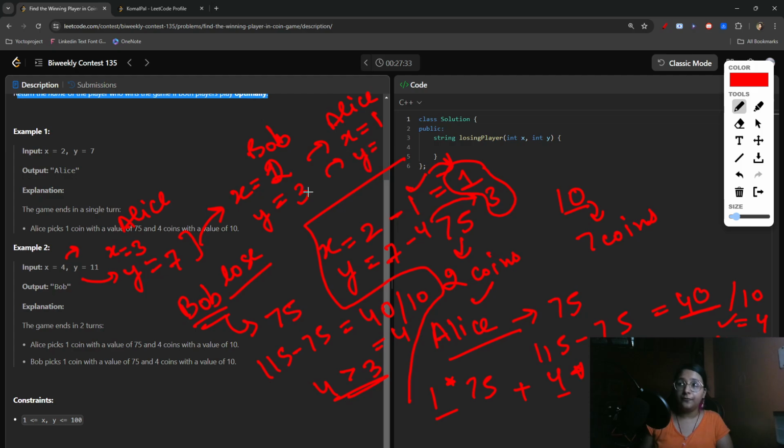But here if you see, there are just 3 coins remaining for the 10, right? Because we require 4 coins, because when we subtract this 75 from 115, we are left with 40, right? And each coin is of value 10, right? So when we divide them, that means we require 4 coins, and here we can clearly see there are just 3 coins, right? So because of this fact, Alice will lose at this particular point and thus Bob wins.